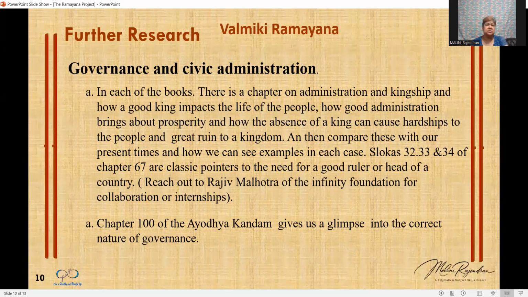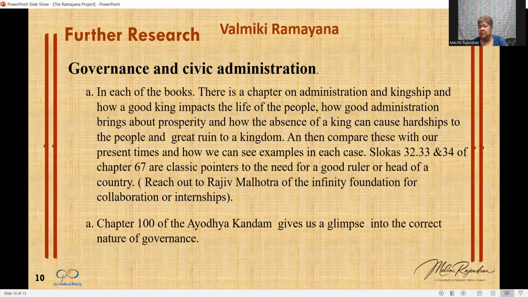I would encourage you to reach out to the Infinity Foundation of Rajiv Malhotra's, who has been doing a lot of work in our antiquity and governance systems. And if you're interested, collaborate with him and see how you can put your talents together to move forward in building more and more of the foundation on this research.